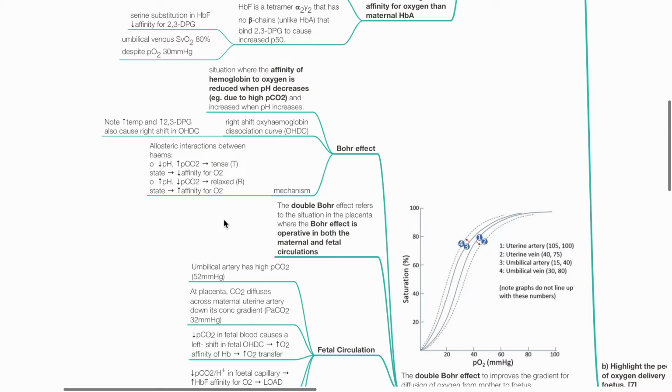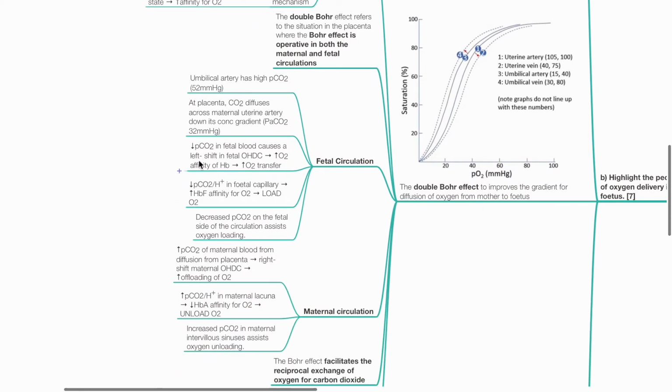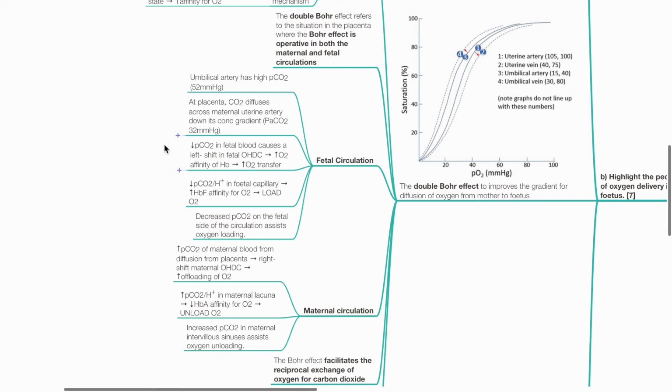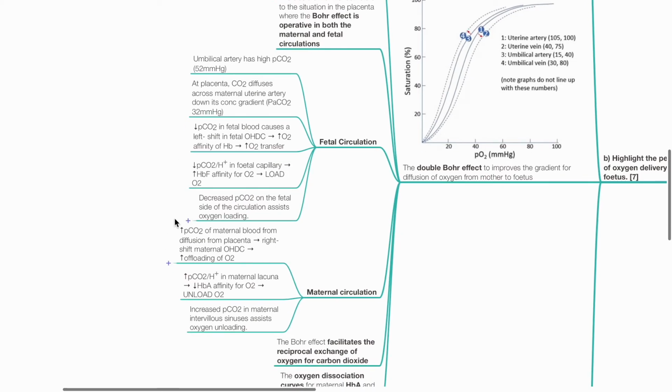The double Bohr effect refers to the situation in the placenta where the Bohr effect is operative in both the maternal and fetal circulations. In the fetal circulation, the umbilical artery has a high PCO2 of 52 mmHg. At the placenta, CO2 diffuses across into the maternal uterine artery down its concentration gradient to a PCO2 of 32 mmHg. Reduction of PCO2 in fetal blood causes a left shift in fetal OHDC and increases oxygen affinity of Hb, facilitating oxygen transfer. Decreased PCO2 on the fetal side of the circulation assists in oxygen loading.